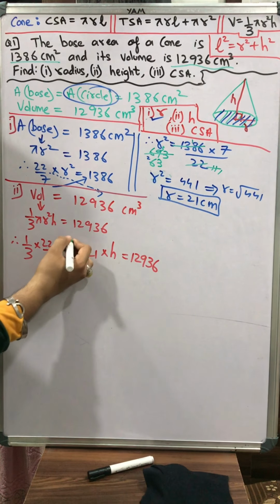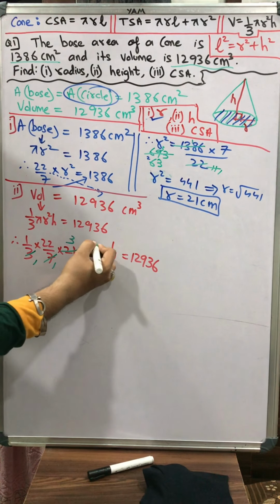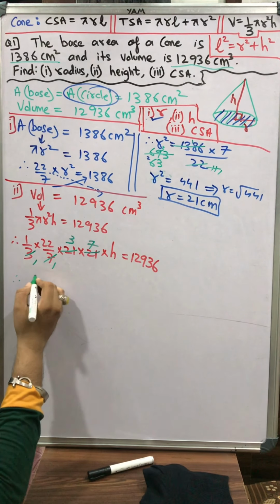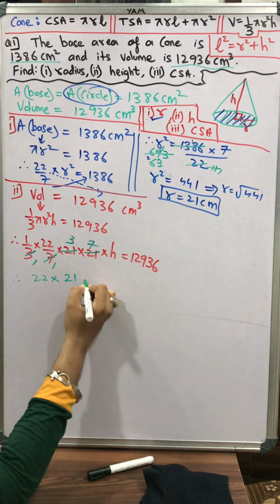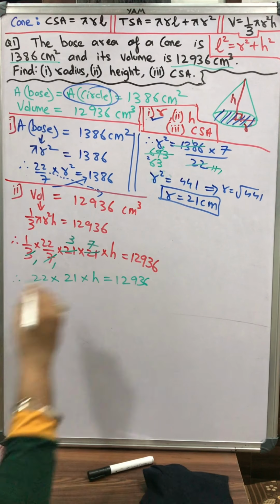7 threes are 21. 3 sevens are 21. The next step will be here. Therefore 22 multiplied by 7 threes are 21, multiplied by h is equal to 12936.